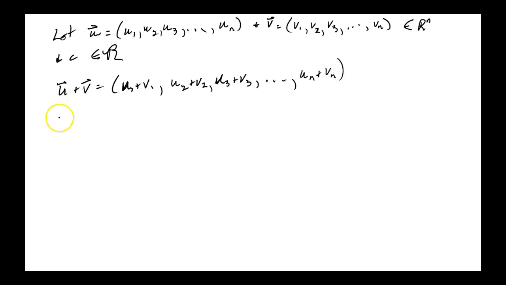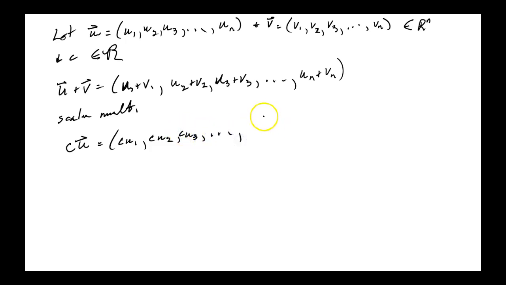Scalar multiple. The scalar multiple of the vector u by the scalar c would be cu. You could have used either u or v. And this would be cu1, cu2, cu3, all the way up to and including cu sub n. You multiply c by every component in the vector.